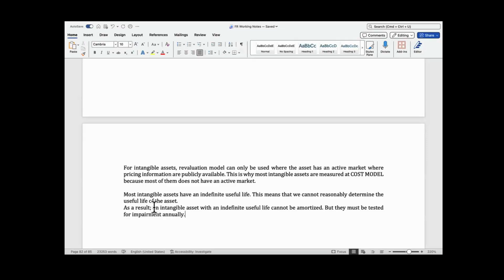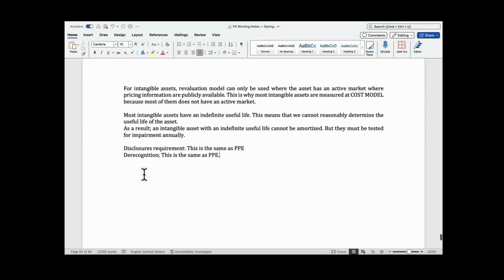So that's it for intangible assets, because of the disclosure requirements. This is the same as PPE. If you go and check, it's the same. The recognition is the same as PPE. Okay, so let's have a few discussions before we solve questions.